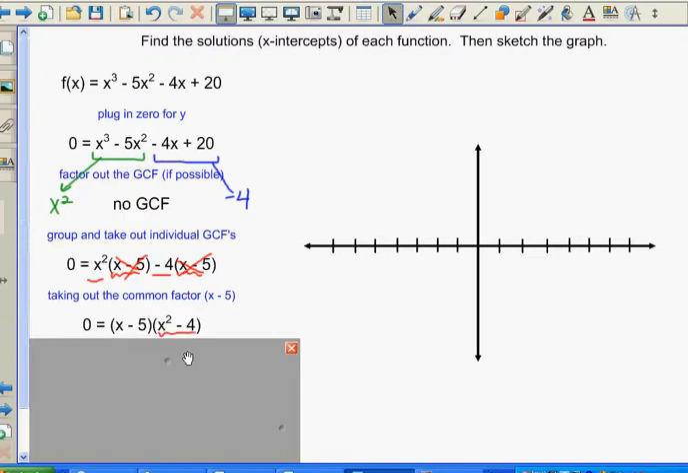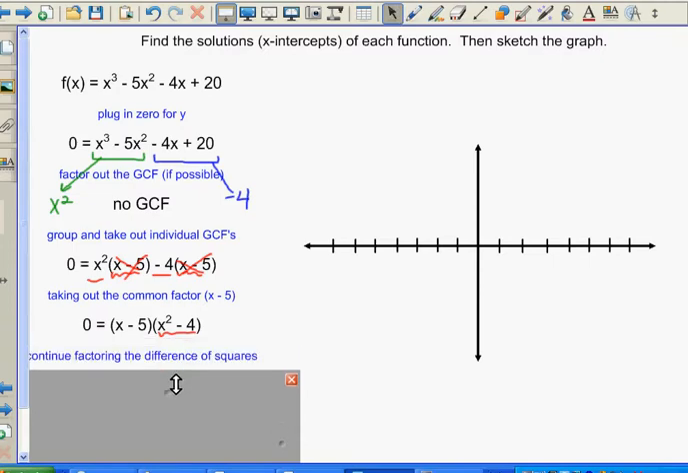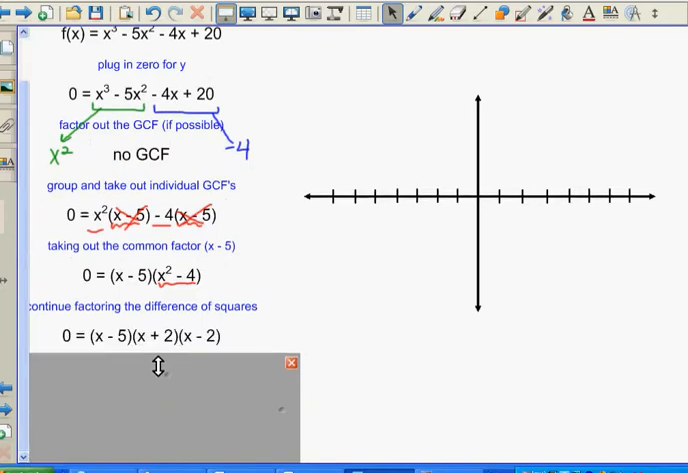We need to check and see if we can go further, which we can, because it's the difference of squares. X squared is a perfect square, and so is 4. So we can take that further into x plus 2, x minus 2, and we still had our x minus 5 in the front. We don't have any common factors, so there's no way to rewrite. So we're ready for our solutions.